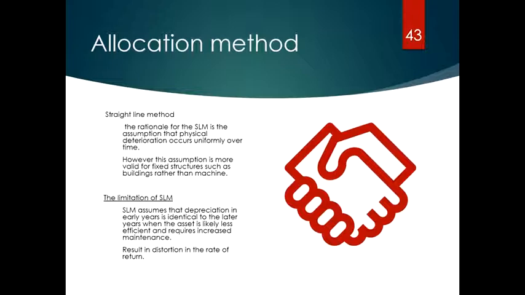So the limitation of straight line method is that straight line method assumes that depreciation in early years is identical to the later years, when the asset is slightly less efficient and requires increased maintenance. So result in distortion in the rate of return. Sebab secara logiknya, barang kita baru beli, of course depreciation dia untuk tahun tu lebih kurang daripada tahun seterusnya. Okay, so that is the limitation of straight line method.